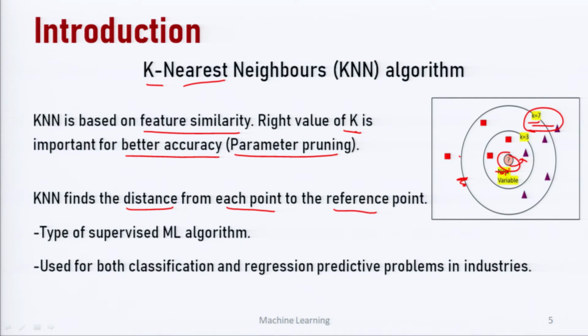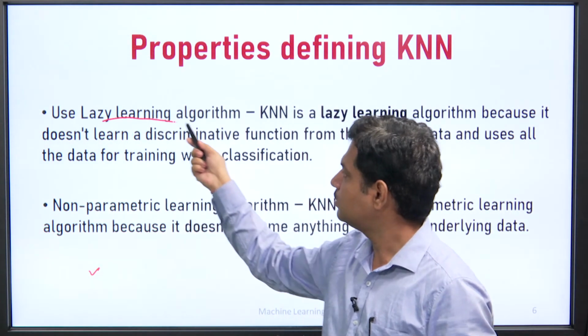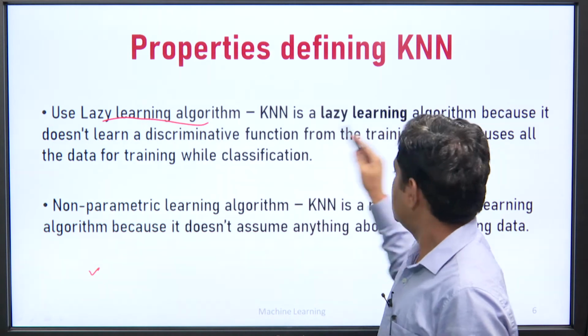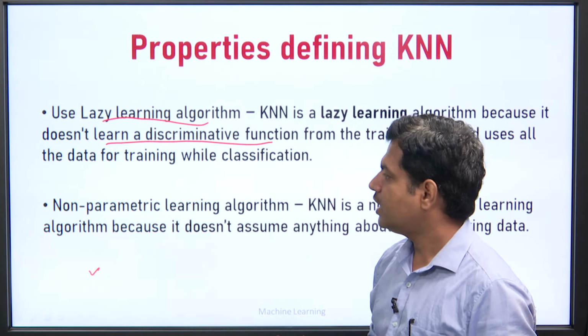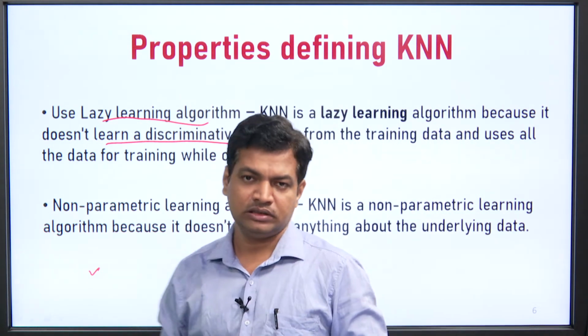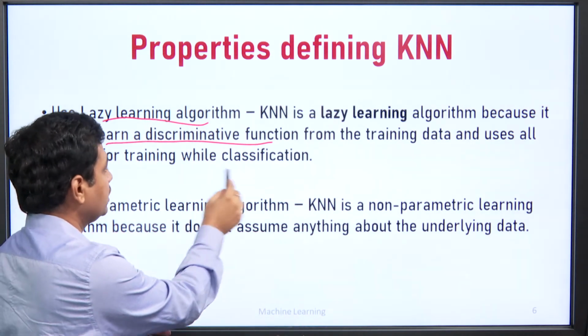Okay. So, KNN is a kind of supervised machine learning algorithm. It is used for both classification and regression predictive problems, basically in industries. There are two properties of this KNN algorithm. The first one is that it is known as a lazy learning algorithm. Why is it lazy? Because it does not learn a discriminative function from the training data and uses all the data samples present in the data set for classification.